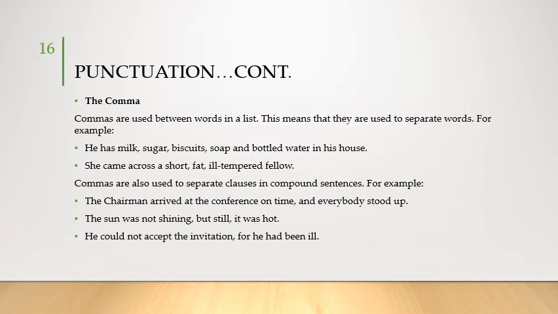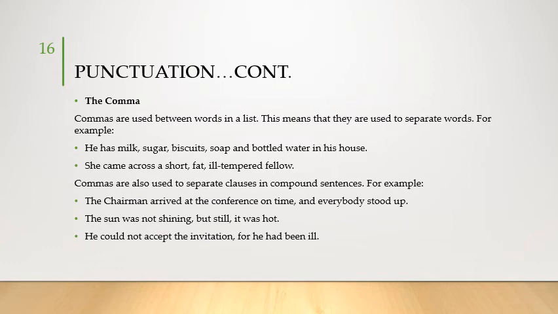Comma. What is the comma? A comma is used between words in a list. This means that a comma is used to separate words. For instance, if you say he has milk, sugar, biscuits, soap and bottled water in his house, this is a list of items, and therefore they should be separated with commas. Or when you say she came across a short, fat, ill-tempered fellow. A series of adjectives has to be separated with commas.